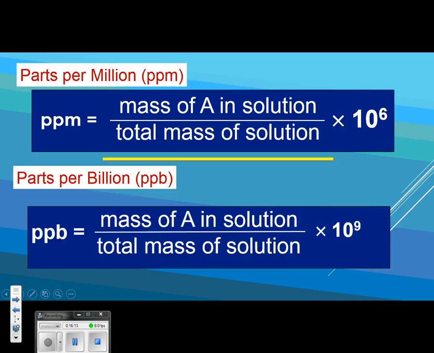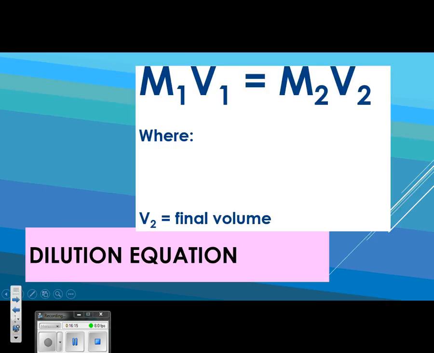So we're going to go on here a little bit. This next one is a dilution equation. This dilution equation helps me when I get chemicals, and I want you to use chemicals in lab, but I don't want you to use that concentrated stuff because you can get hurt real easy.